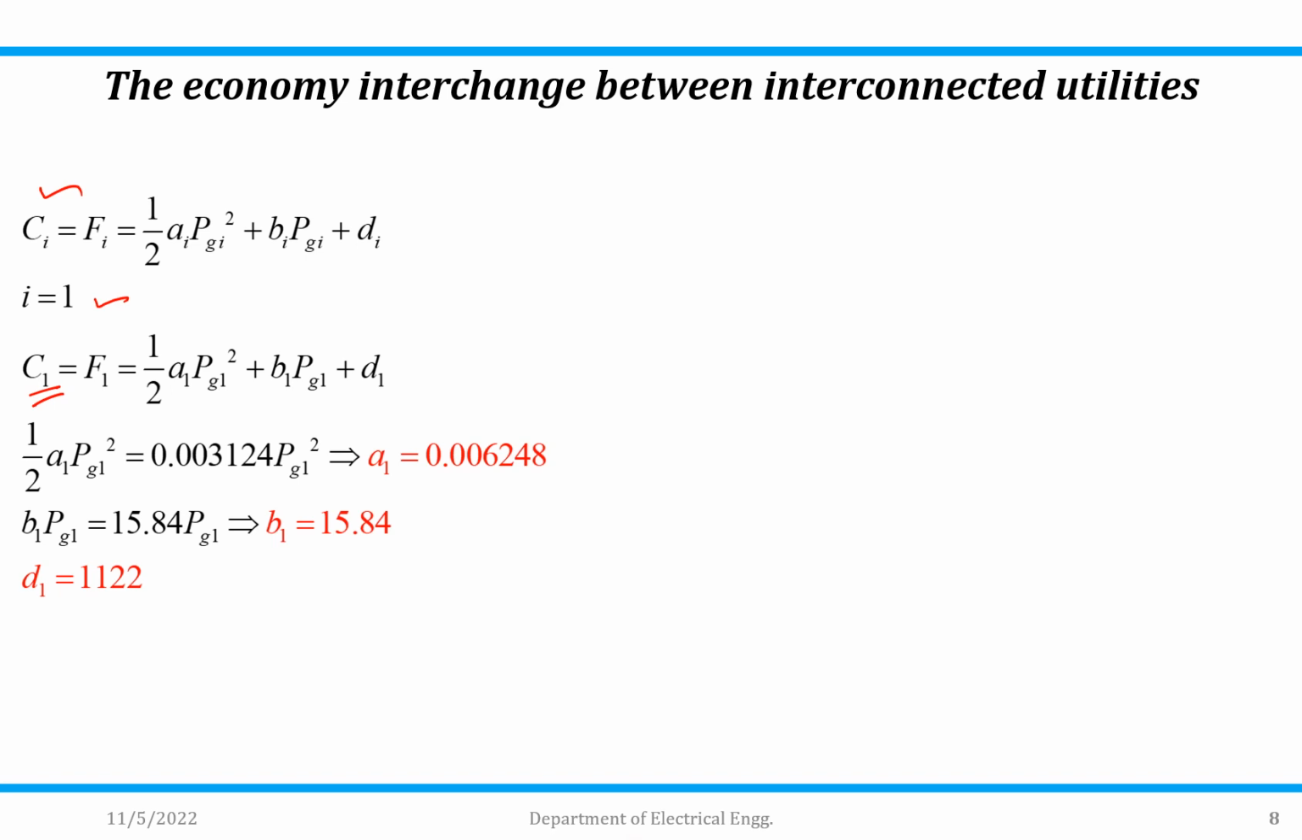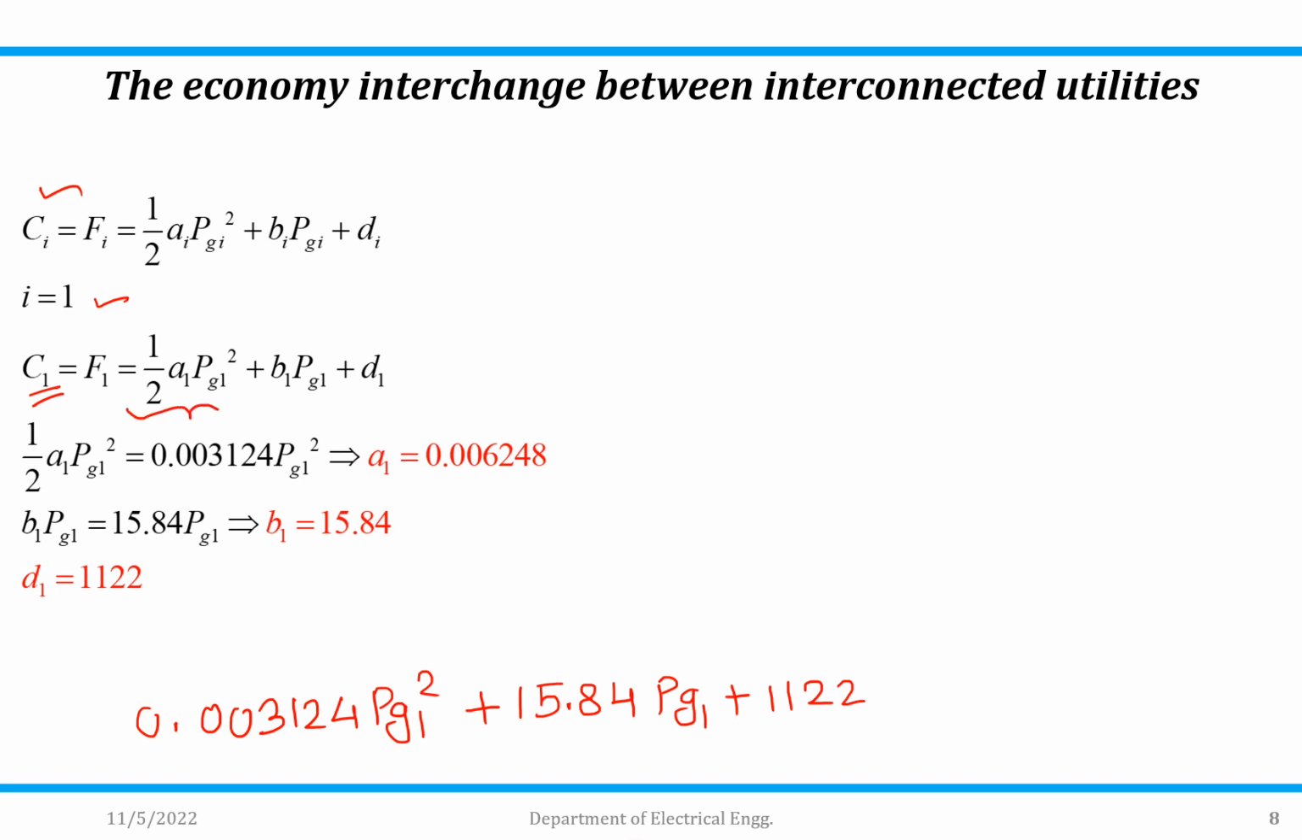Now what was the first equation? Let me write it here: 0.003124 into PG1 square plus 15.84 into PG1 plus 1122. This was the equation earlier given to us. Let me compare this and this term. So PG1 square will get cancelled.